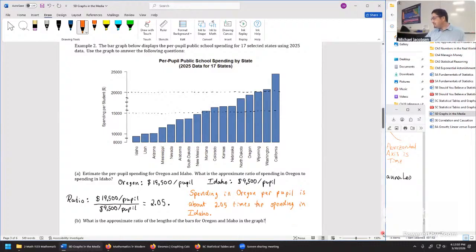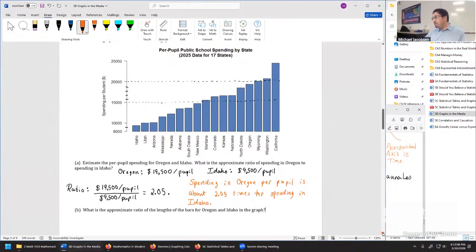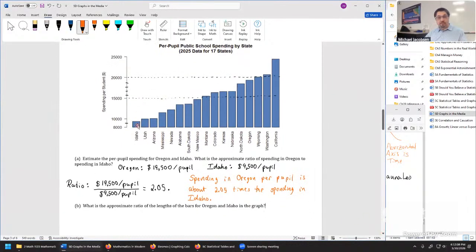Part B is a slightly similar question, but it's focusing on the actual area of each one of these bars for the particular states. The area here is extremely small. Area here in Oregon is many times that for Idaho. And that's what this is asking us to address in terms of really just the lengths. It asks, what is the approximate ratio of the lengths of the bars for Oregon and Idaho in this graph? That's the main thing you would focus on if you saw a graph like this.